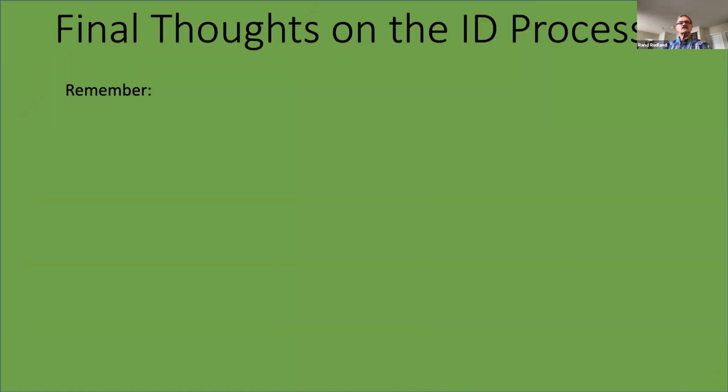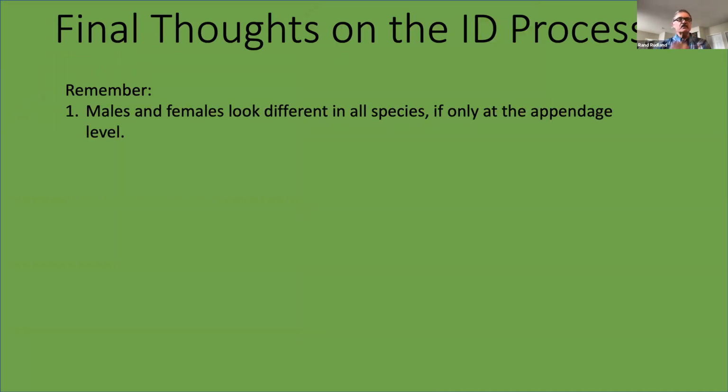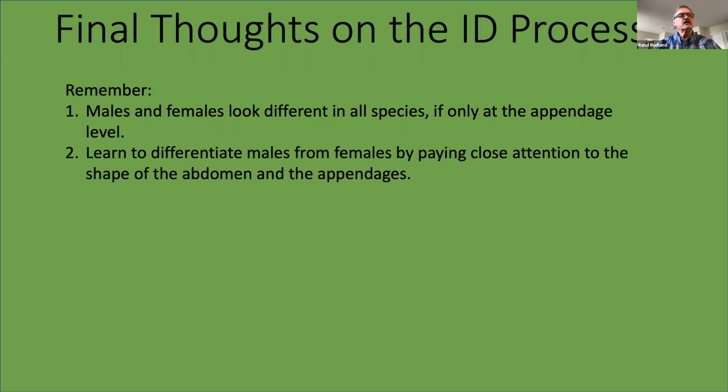So a few thoughts on the ID process, because it is a challenge. Males and females look different in all species, even if it's only different at the appendage level, but usually it's more noticeable than that. Differentiate the males from the females by paying close attention to the shape of the abdomen and the appendages. And what you'll notice too is that the abdomen often is much heavier in the female. So just be observant of that.